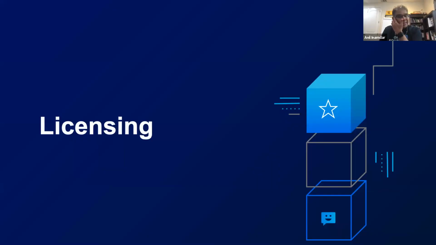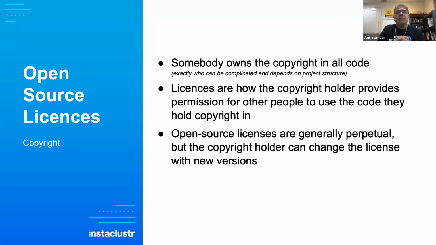First is licensing. Even though we are talking about free open source projects, somebody still owns the copyright in all the code. Exactly who owns the copyright and in what capacity can be very complicated and will depend on project structure, but somebody does own the copyright of the code. A license is a mechanism for anybody to use the code. It is how the copyright holder provides permission for other people to use the code they hold copyright in.